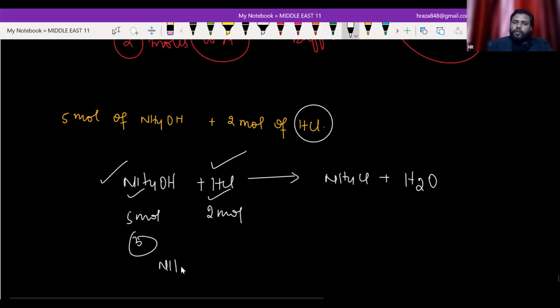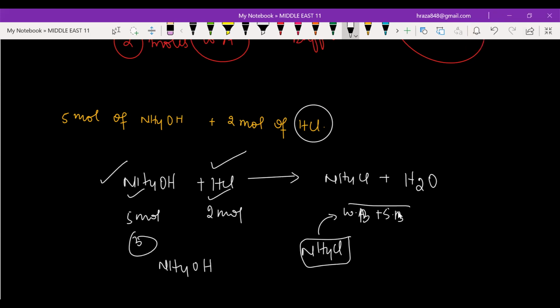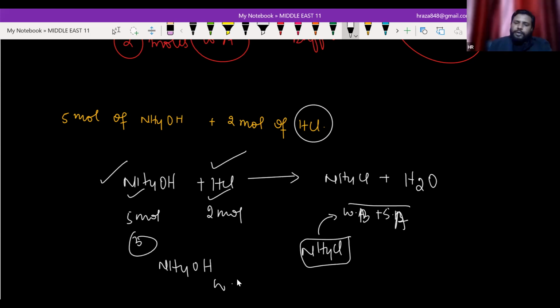So NH4OH is in the solution, and NH4Cl. And what is NH4Cl? Basically, this is from a weak base and a strong acid. A strong acid, and this is a weak base. That's why basic buffer.